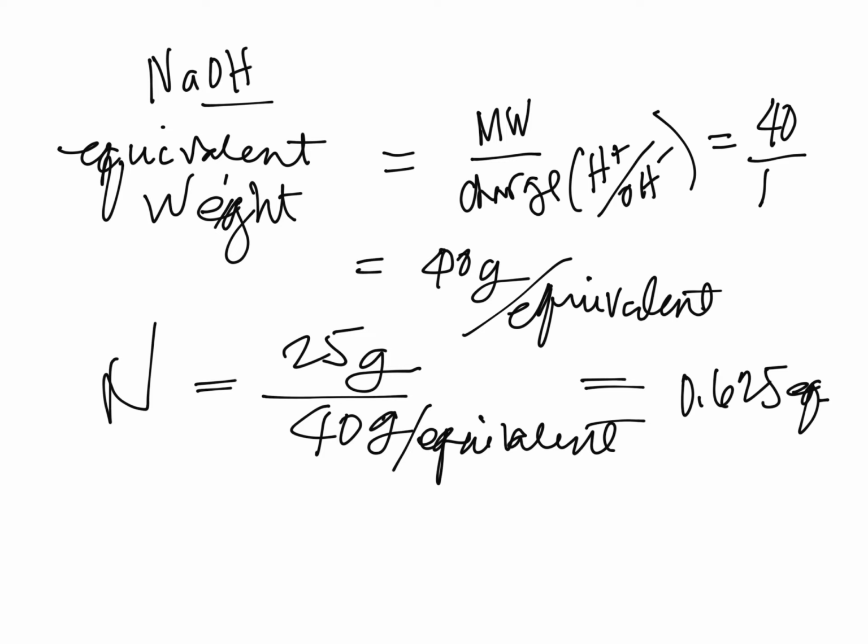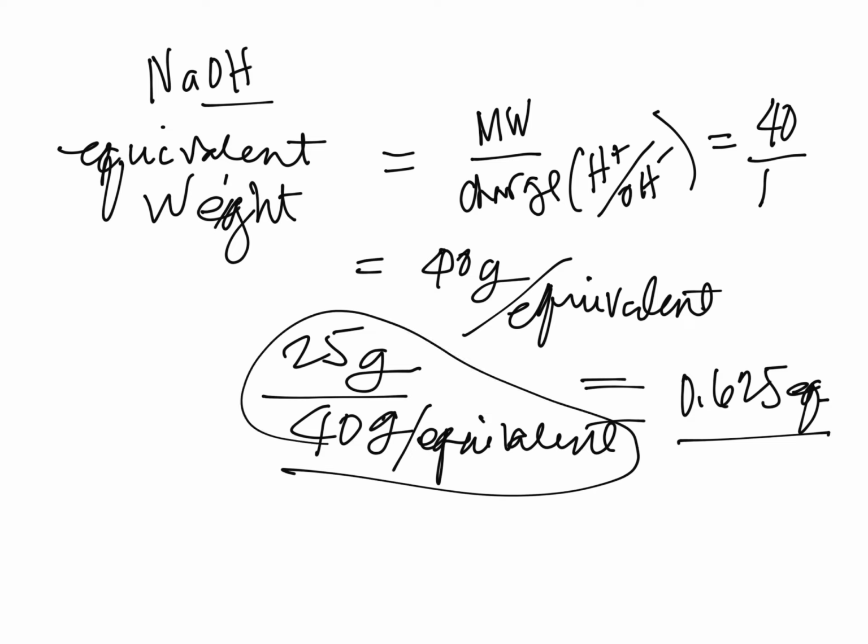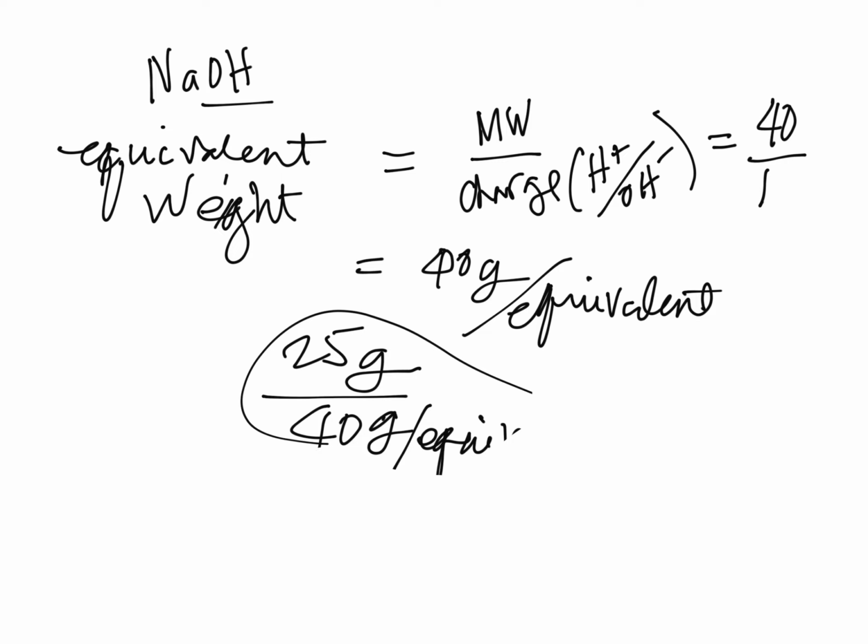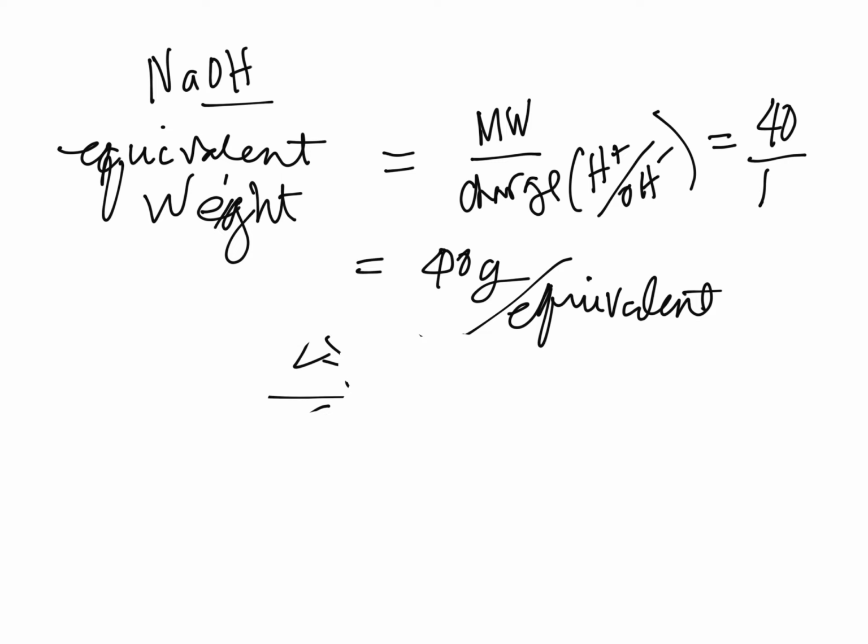And then that's not normality yet, okay? Because we're going to use the volume of the solution, so this is the answer for this solution, which is what we call the equivalent of the sodium hydroxide. So okay, let's erase this. So as we know, that's 0.625 gram equivalent.